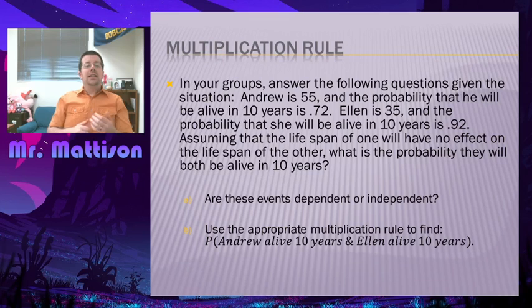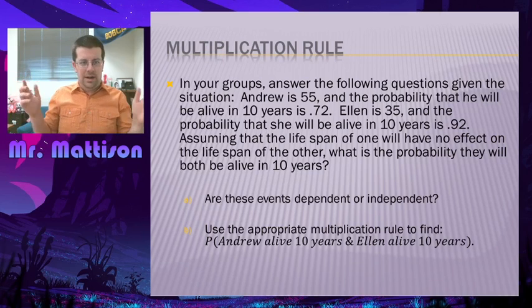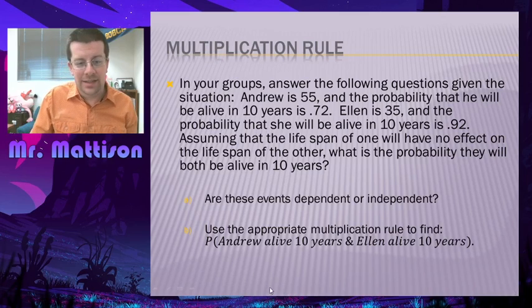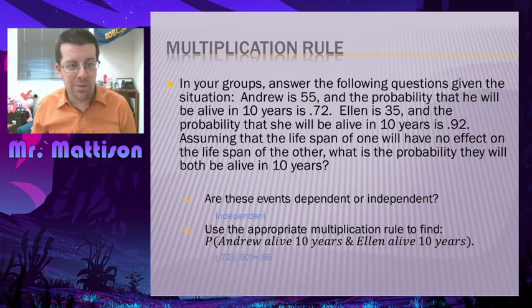First of all, these are independent events. We're going to assume that these aren't people that are living together and spending time together and might be affected by the same car crash or something along those lines. So they're entirely independent. To find the probability that Andrew is alive in 10 years and Ellen is alive in 10 years, I just multiply them. So 0.72 times 0.92, I get 0.66. So there's a 66% chance that they're both alive in 10 years.